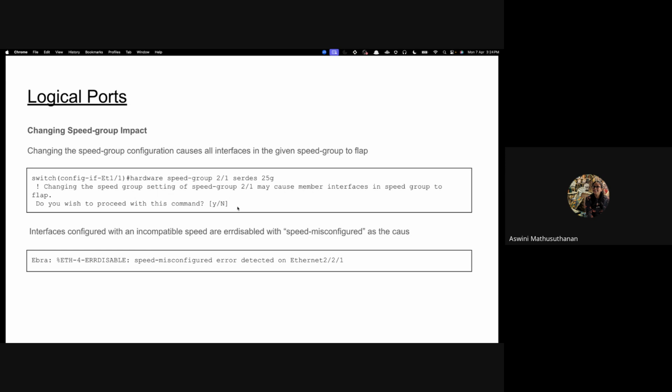like we saw at the lab. In the lab, when we configure a certain speed on one such interface speed group, it is going to flap all the other interfaces in that particular speed group. And if we are configuring an incompatible speed, which we also happen to see in the lab, it error disables that port as speed misconfigured.